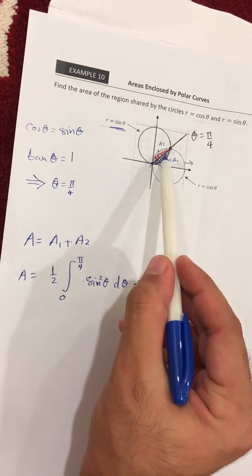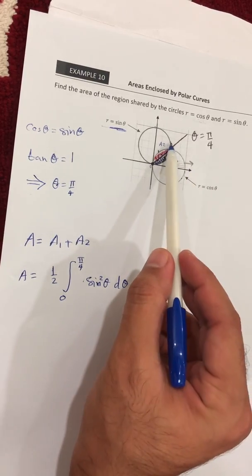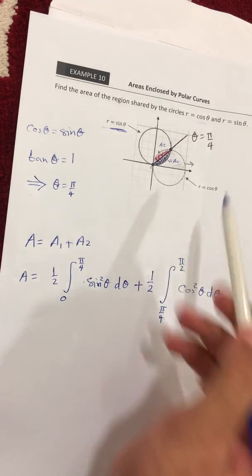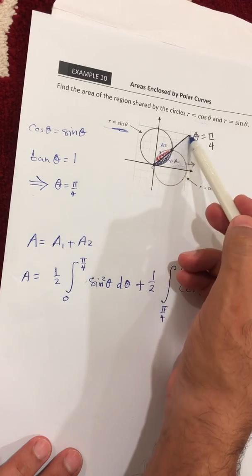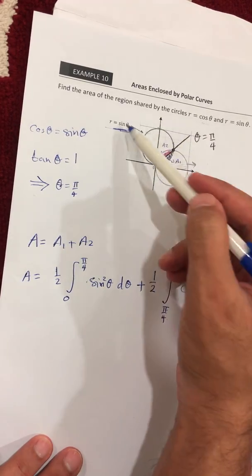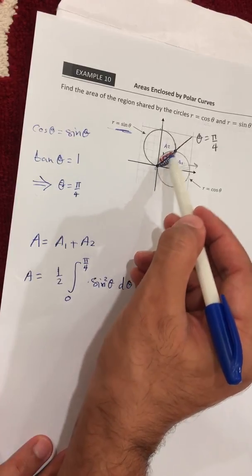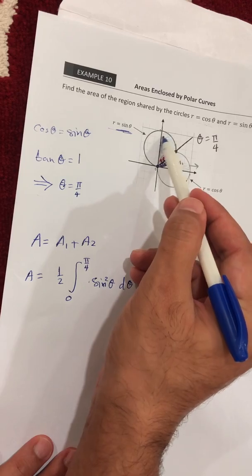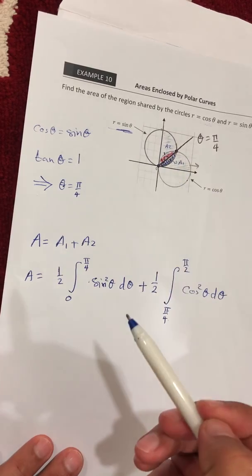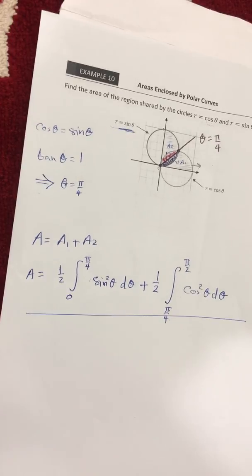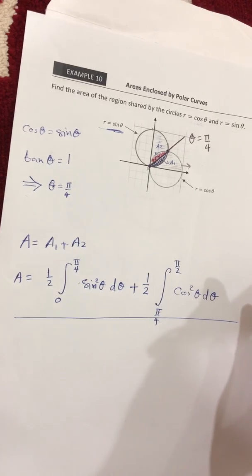Again, why did I choose cosine theta? Because if I choose sine theta over here, from pi over 4 to pi over 2, then I will calculate this whole area, which is not needed. It is more than what we need. So this is the setup for the integral. Now I guess you can continue integrating to find the desired area.